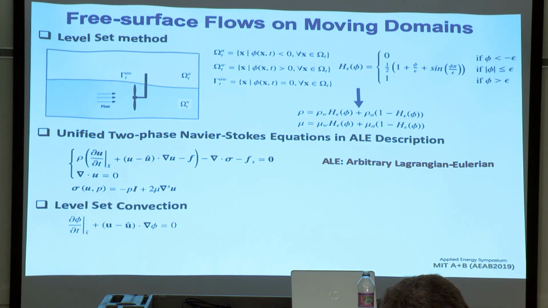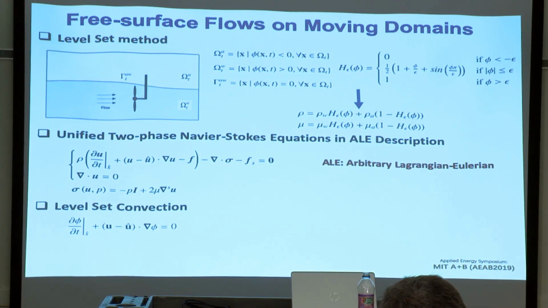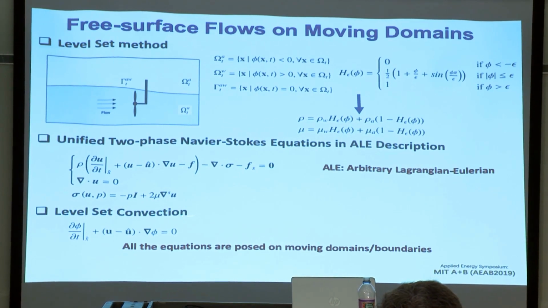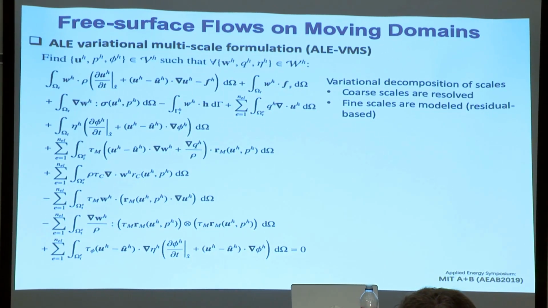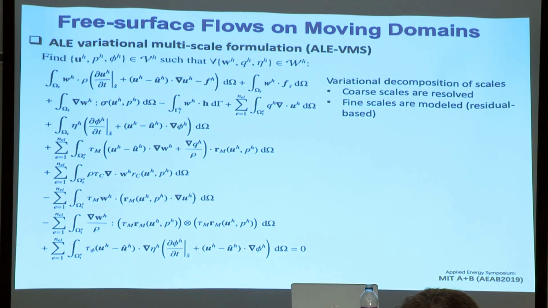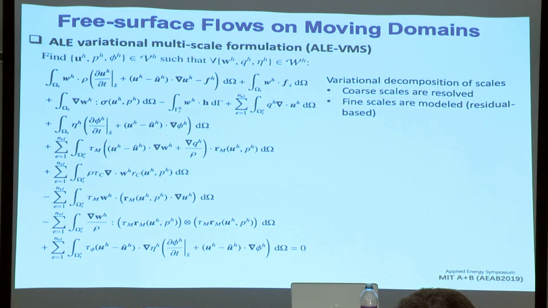For the level-set function, we assume the free surface is moving with the fluid particles. As a result, the governing equation for level-set is also a convection equation written in ALE description. Then the question is how to solve those two sets of equations in a fully coupled way. What we use here is the so-called ALE variational multiscale formulation. I skipped the derivation of this formulation. I just give you the advantages of this technology.